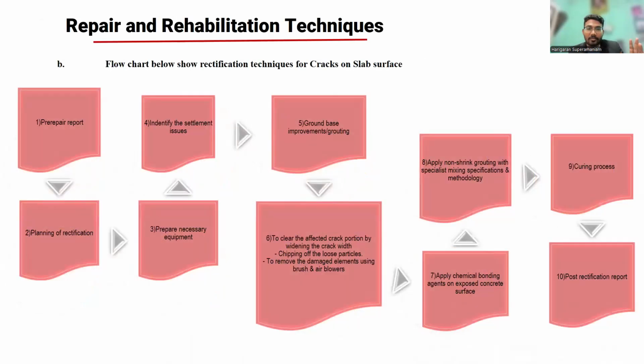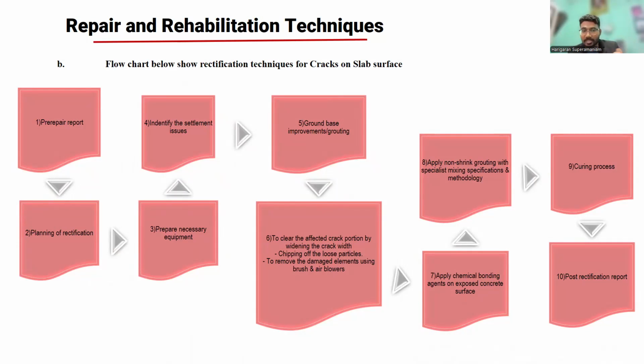Second, we go to the cracks on the slab surface. There are two types of cracks, as I mentioned before. First is airlines, another one is settlement. Based on this scenario, there are a lot of cracks outside, but based on this case study, I found there are two cracks. First is the airline, second is the settlement.